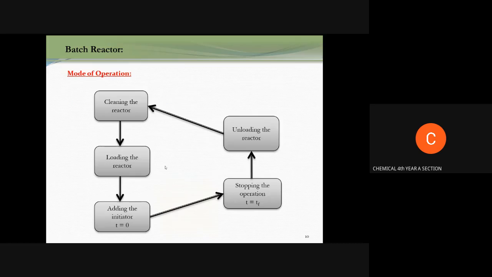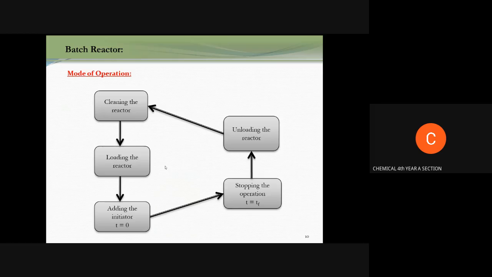Next, the modes of operation. In batch reactors, there are five modes of operation. The first one is cleaning the reactor. This is the basic one. If you need perfect quantity and quality of product, you must clean the reactors perfectly at regular time intervals.